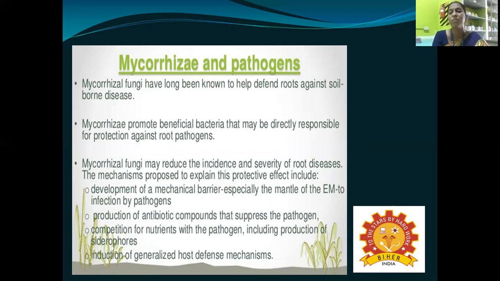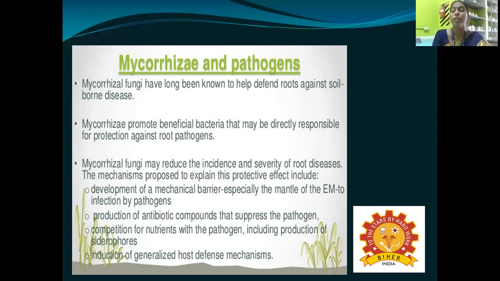So what is the relationship between the pathogens and the mycorrhizae? The main thing is the protective shield. It promotes beneficial activity and directly responds, producing some compounds to protect against the root pathogens. And this mycorrhizal fungi may reduce the incidence and severity of root diseases. The mechanisms proposed to explain the protective effect include the development of a mechanical barrier, especially the mantle of the EM, to infection by the pathogens.